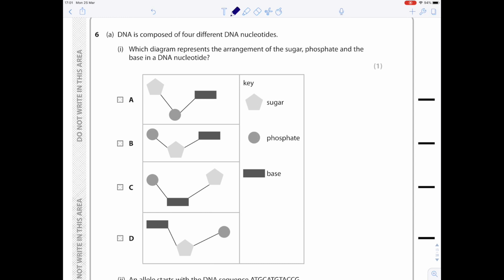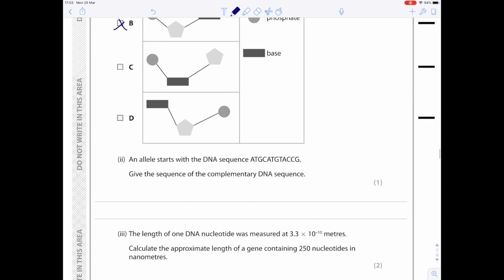Six. DNA is composed of 4 different DNA nucleotides. Which diagram represents the arrangement of the sugar, phosphate and a base in a DNA nucleotide? Now this is something you're just going to have to learn, which is that the structure of a nucleotide is arranged in the following way: phosphate, sugar, followed by base. So this is simple fact recall. Really is worth learning this. And if you have a look using the key, you can see that the option which shows the phosphate followed by the sugar and then the base is B.